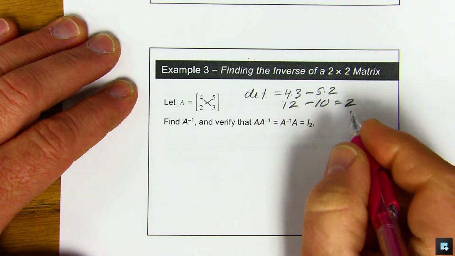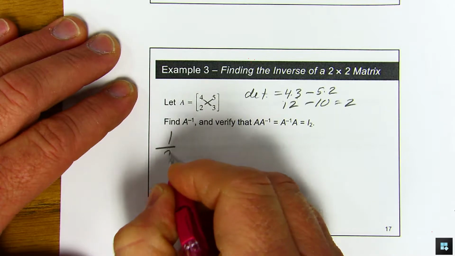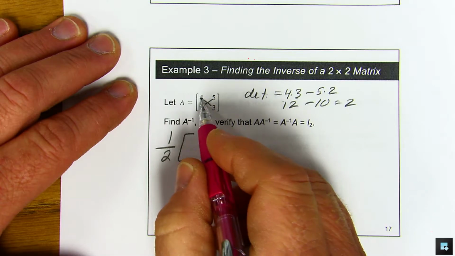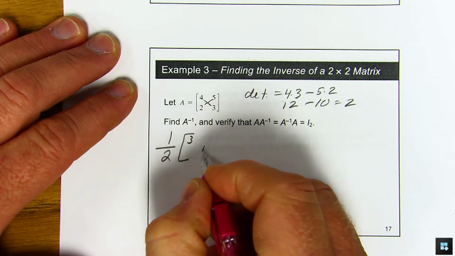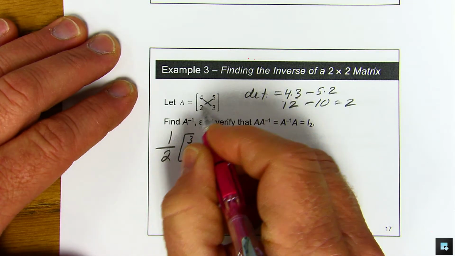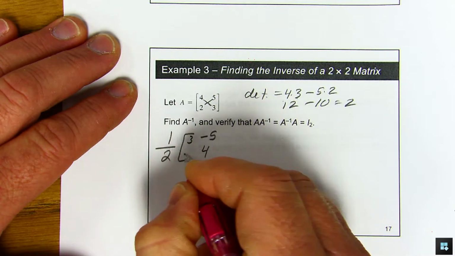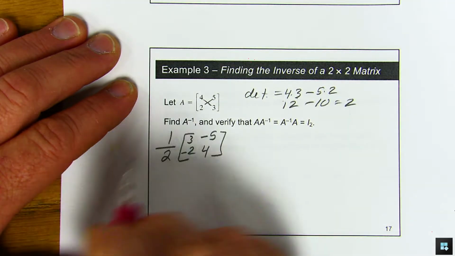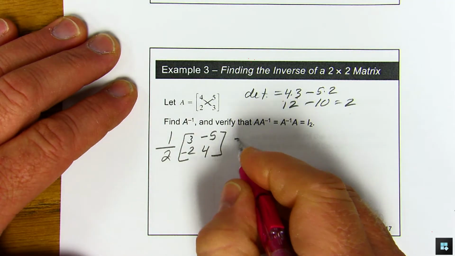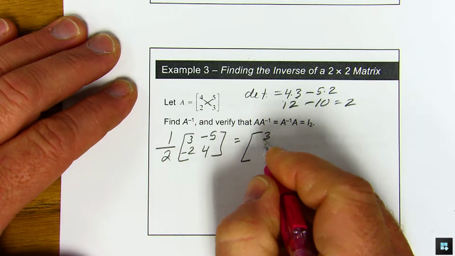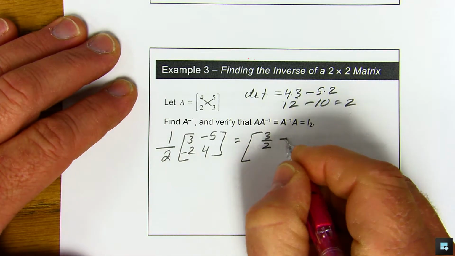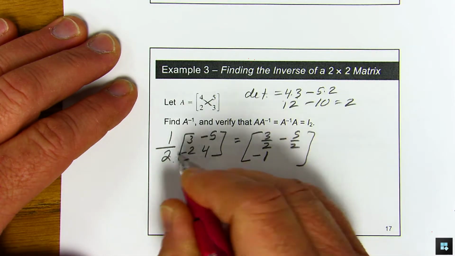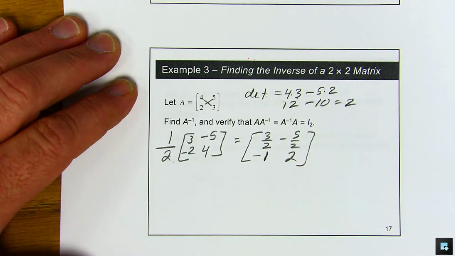Now I take 1 over the determinant, so I take 1 over 2, and I'm going to multiply it to my mixed up matrix. So I'm going to take 4 and 3 and switch places. Then I'm just going to change the signs on 5 and on 2. Notice they didn't switch places, I just changed their signs. And now I multiply 1/2 times 3, which is 3 halves. 1/2 times -5, -5 halves. 1/2 times -2, -1, and 1/2 of 4, which is 2. And that is its inverse.